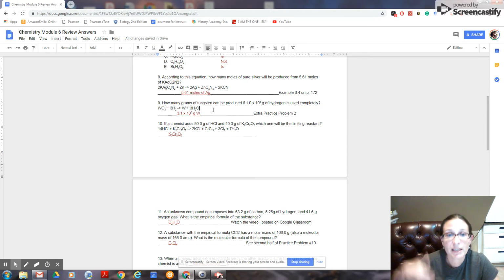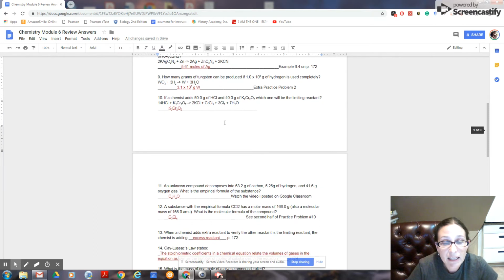And then once you get that, you're going to find the number of moles of tungsten, but that's not even the end of the question, because it says how many grams of tungsten. So then you're going to have to convert the number of moles to grams just for the tungsten. And this is your answer. You should have gotten 3.1 times 10 to the 7 grams of tungsten.